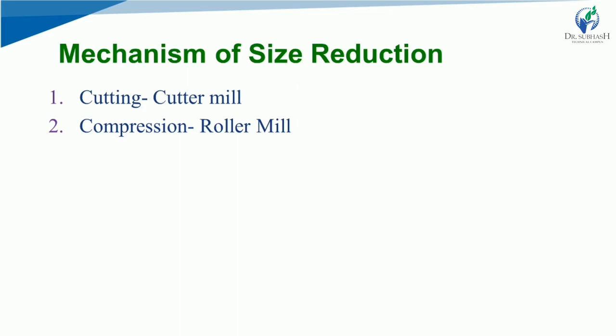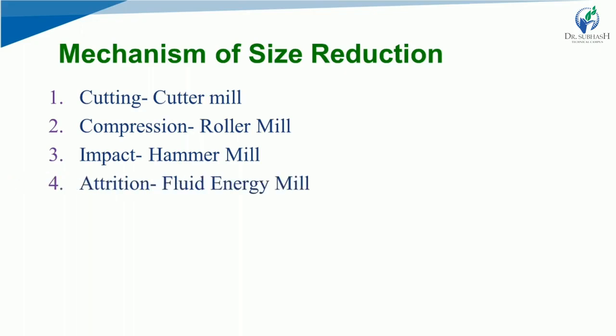Second one is compression. In this mode, material is crushed between the rollers by applying pressure on them. Example, roller mill. Third is impact. This involves the operation of hammers or bars at high speed. When a lump of material strikes the rotating hammers, the material splits apart. This action continues until particles of required size are obtained. And the example is hammer mill.